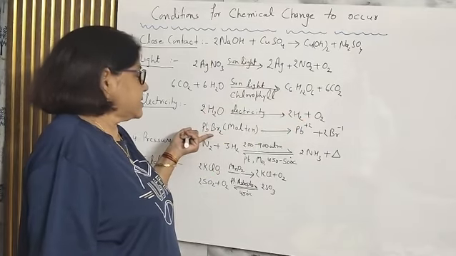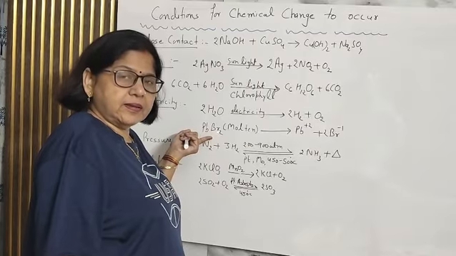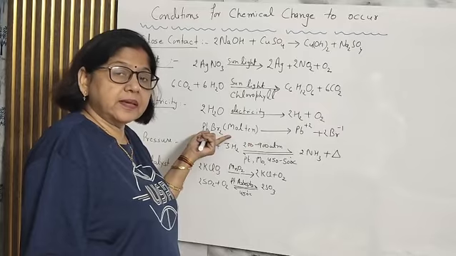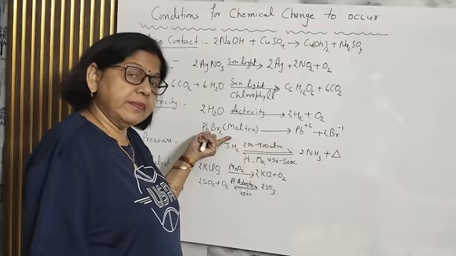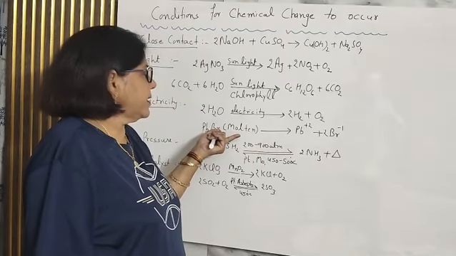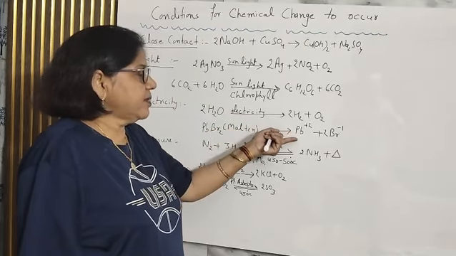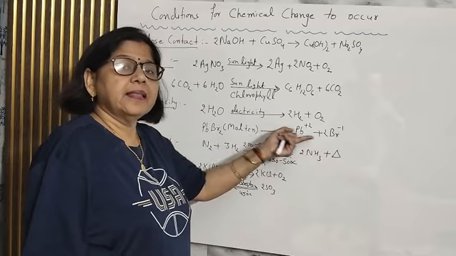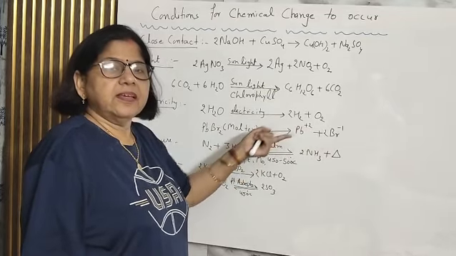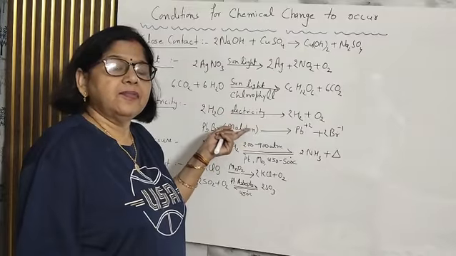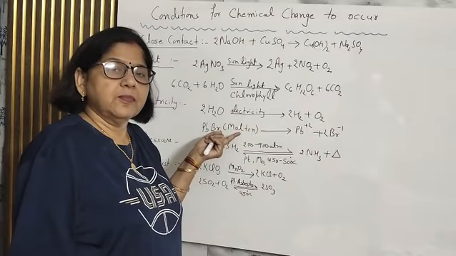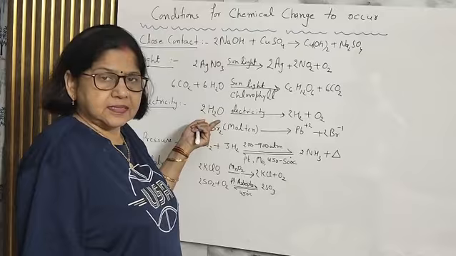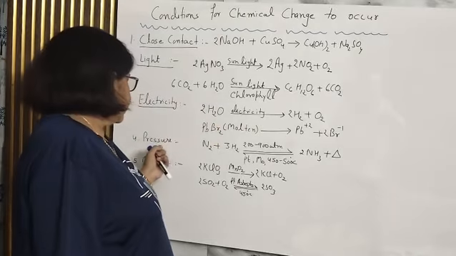Similarly, lead bromide is a salt that has to be taken in the molten form. Molten means melted form. And when electricity is passed, it breaks up into the lead ion and the bromide ion. So for these reactions, a full branch of electrochemistry, it is not possible when electricity is not there.